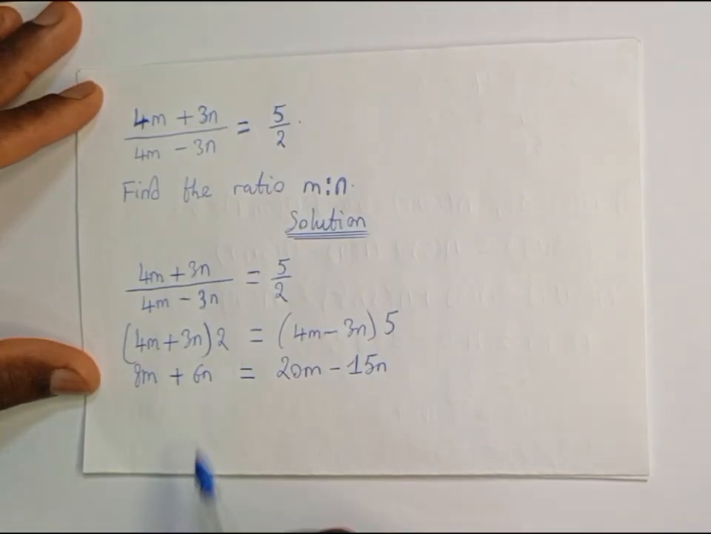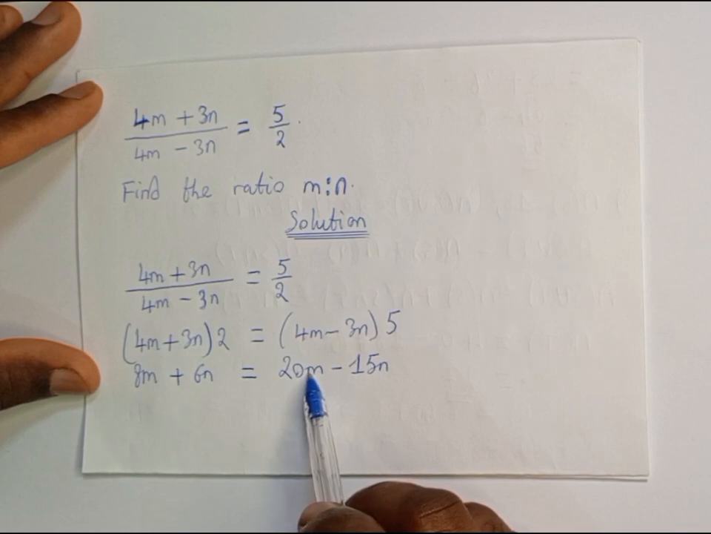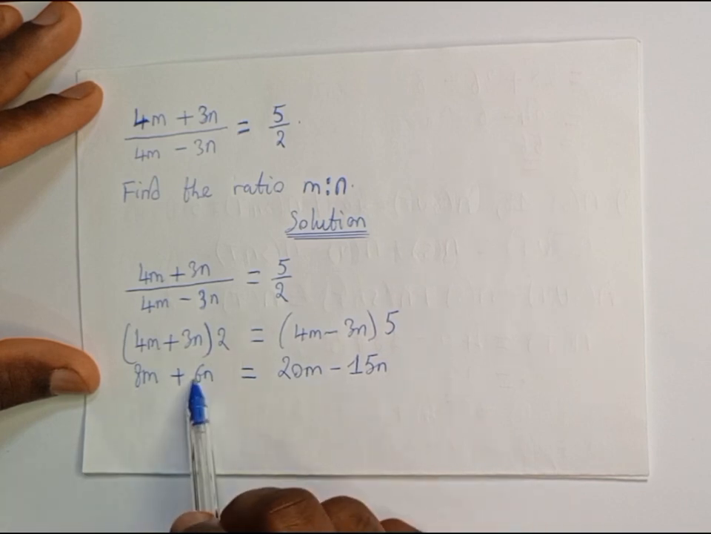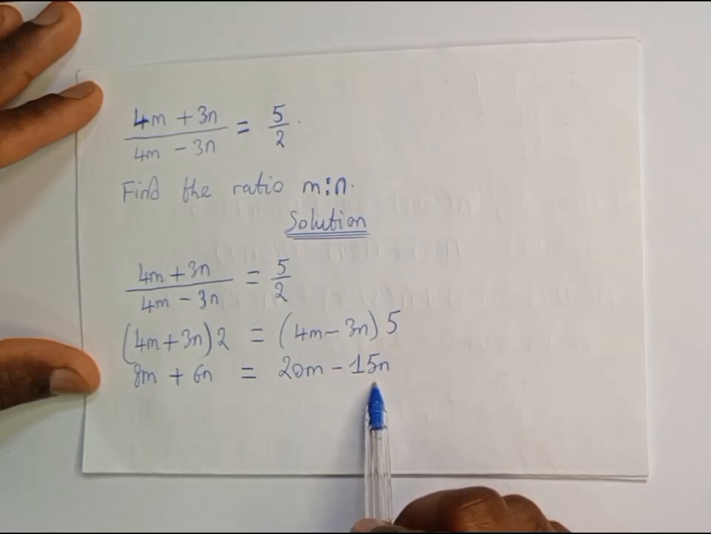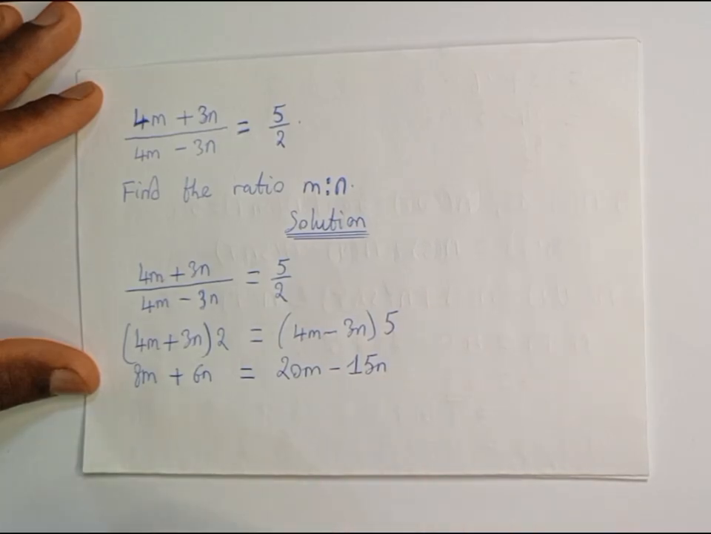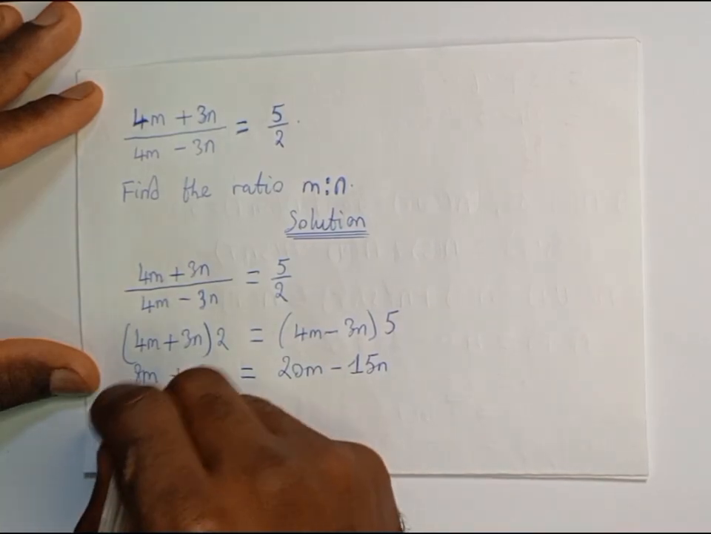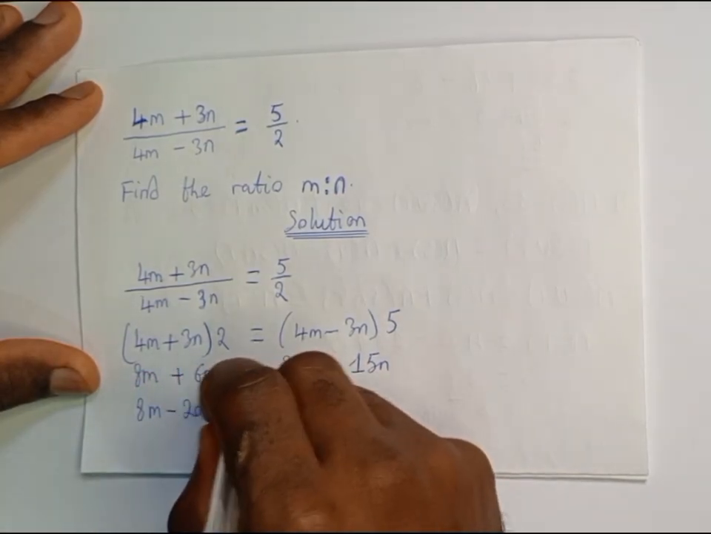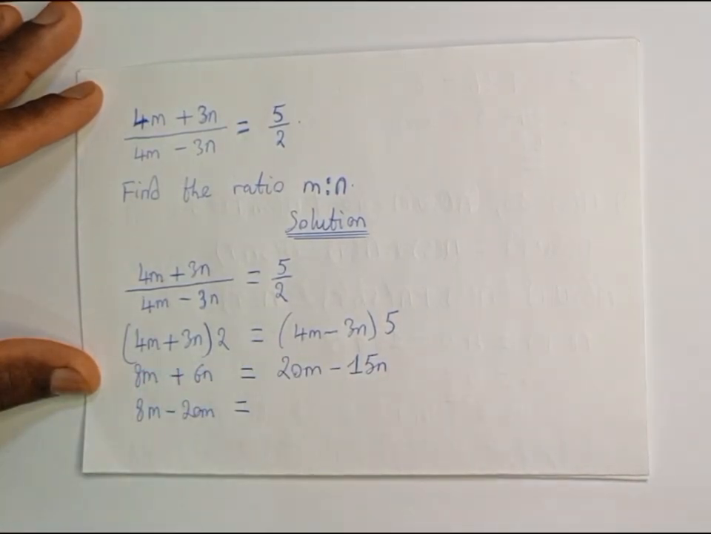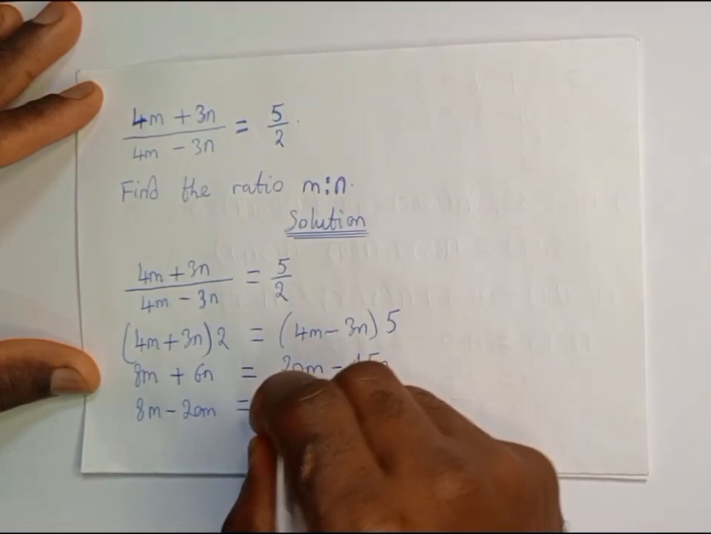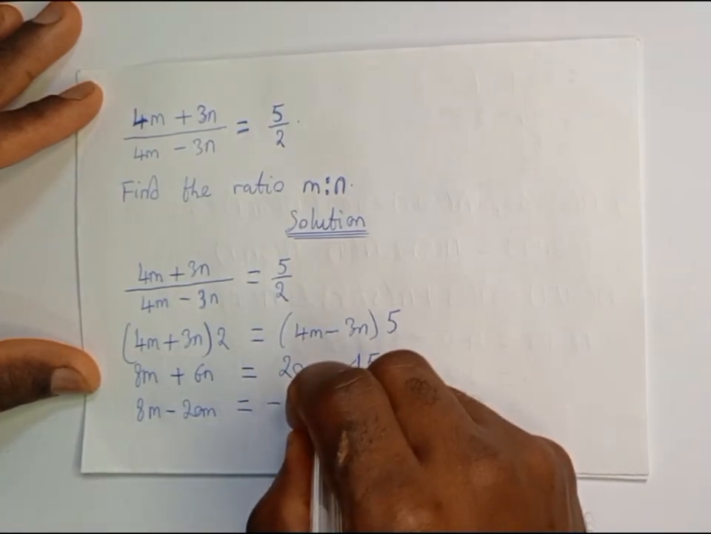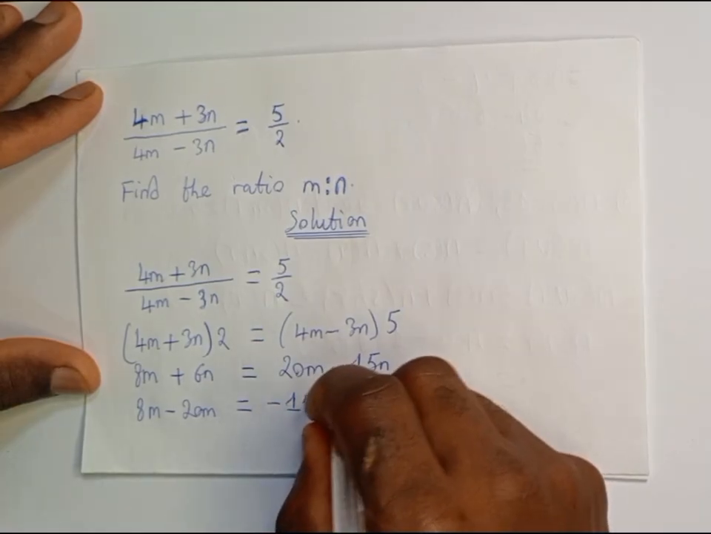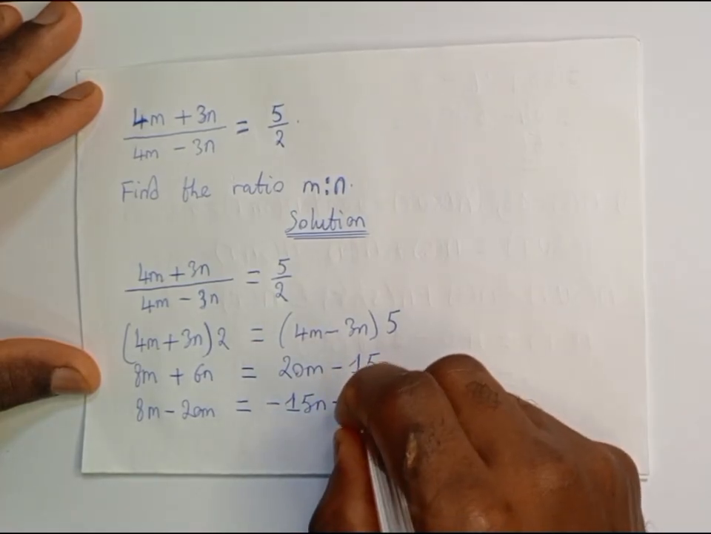Next step, we are going to transfer 20m to the left hand side and 6n to the right hand side. When 20m crosses the equality sign, it becomes negative. This will give us 8m minus 20m is equal to negative 15n. 6n, when it crosses the equality sign, it becomes negative, minus 6n.